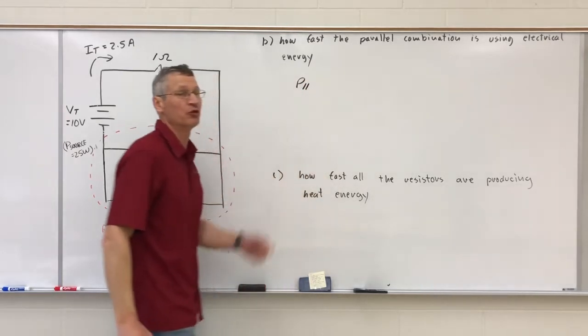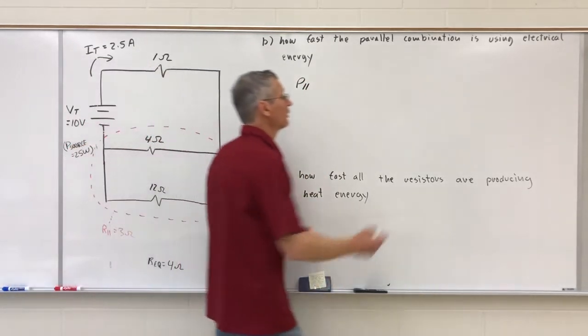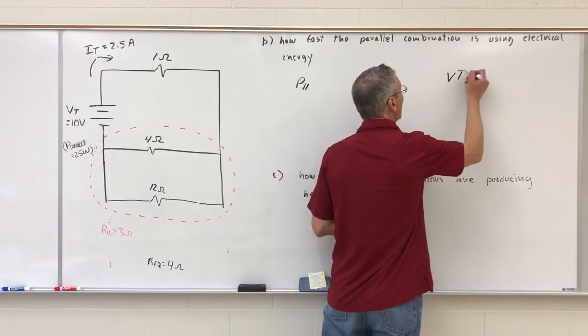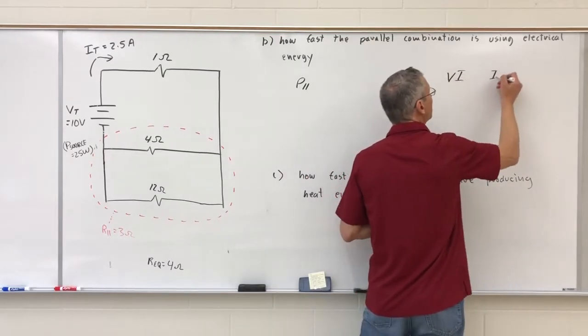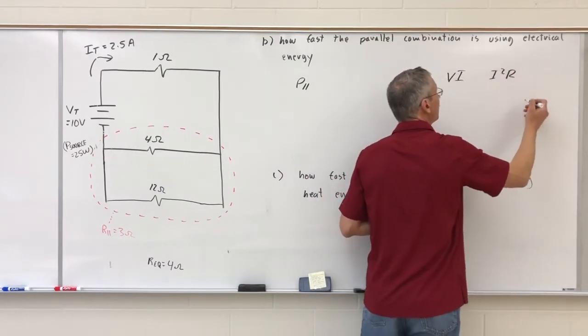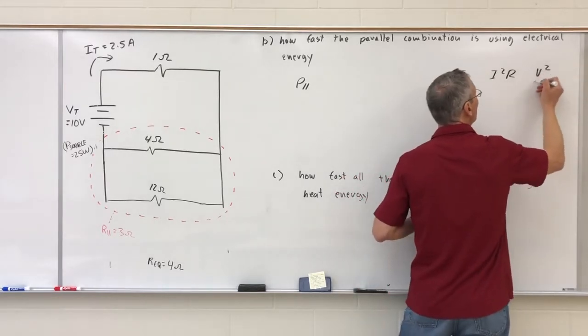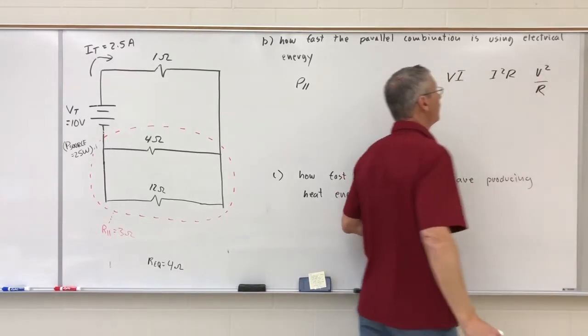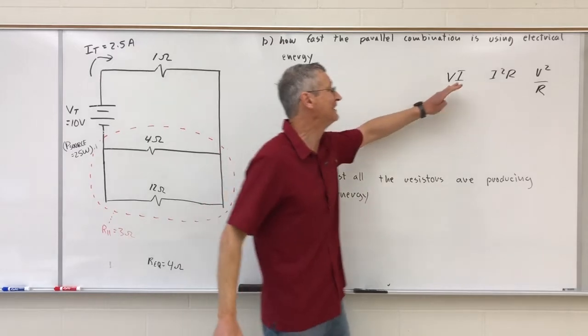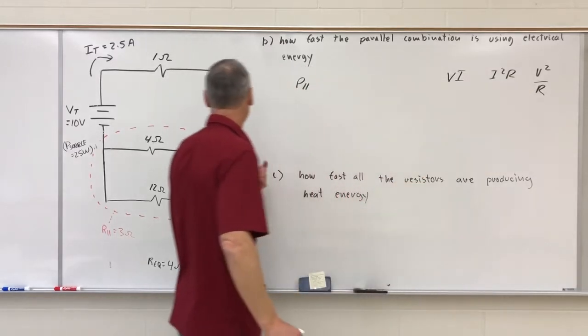Now remember, there are 3 ways to figure out power. You can go V times I, you can go I squared times R, you can go V squared over R. Which should be easiest in this case?